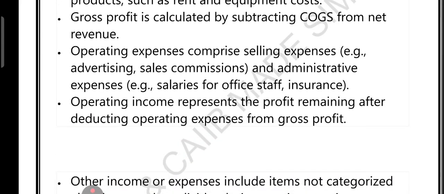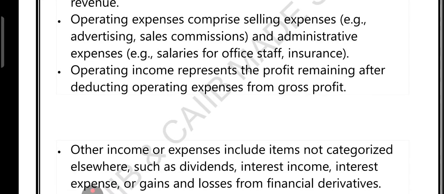Then we have the operating expenses. These are the indirect costs needed to run the business. It includes some selling expenses. What is selling expense? Like advertisement, commission, shipping. It includes some administrative expenses, like office, salary, rent, insurance. So these are some of the indirect costs needed to run the business.